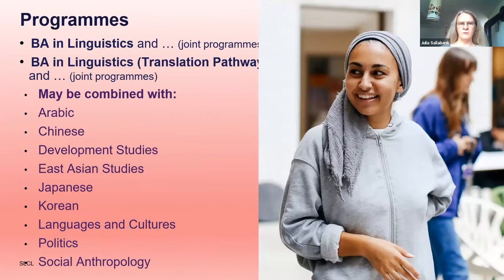But we have two main programs for BA students. Firstly is simply BA in linguistics, which focuses mainly on the key areas of linguistics, formal linguistics. I'll come back to those later. And we have a BA in linguistics with a focus on translation studies. And both of these can be combined with a whole range of other subjects, such as Arabic, Chinese, development studies, East Asian studies, Japanese, Korean, languages and cultures, which is the generic program for the whole department. You can also combine linguistics with politics, as my own field is particularly interested in that, and with social anthropology.